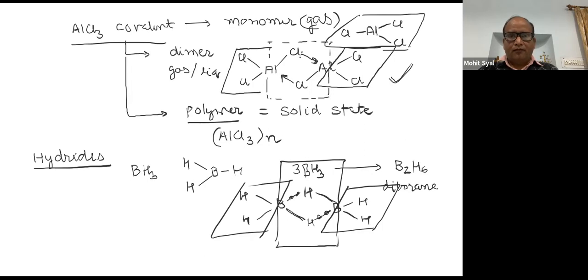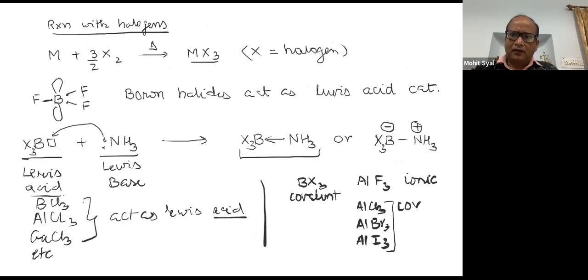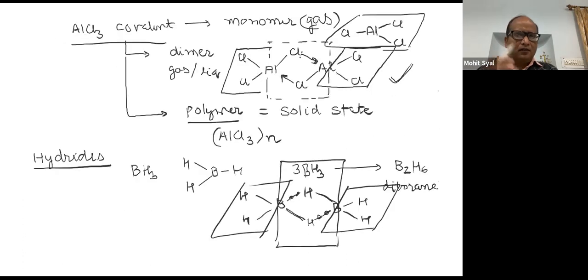So let's take one example of this, and that example is NH3. We have seen that NH3 has a lone pair. So NH3 can give its lone pair to boron. And if NH3 comes and gives its lone pair to boron, then these two boranes have no need to stay together.